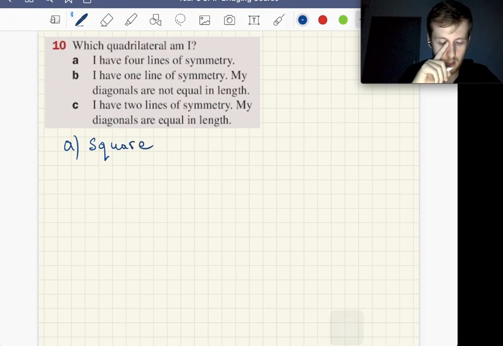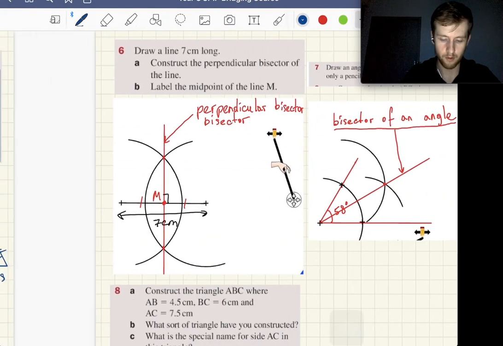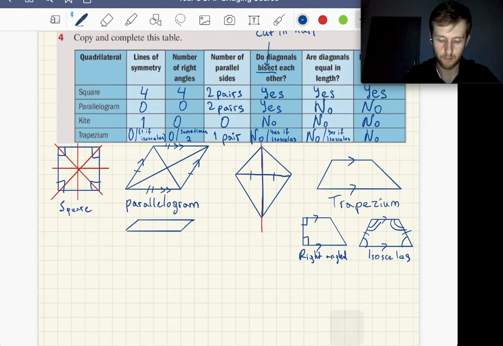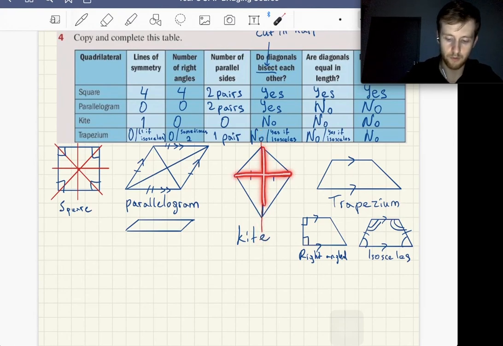I have 1 line of symmetry. My diagonals are not equal in length. Okay, maybe it's also there. One line of symmetry. This is a kite. This is going to be a kite, of course. You see, this is a line of symmetry, and diagonals are not equal in length. So this is a kite.